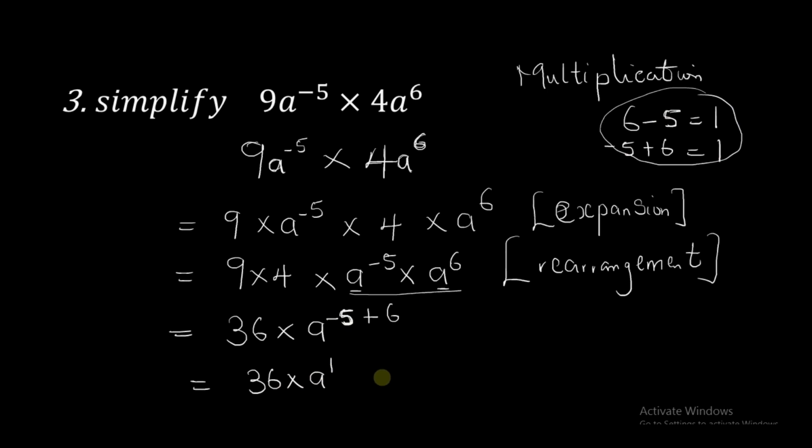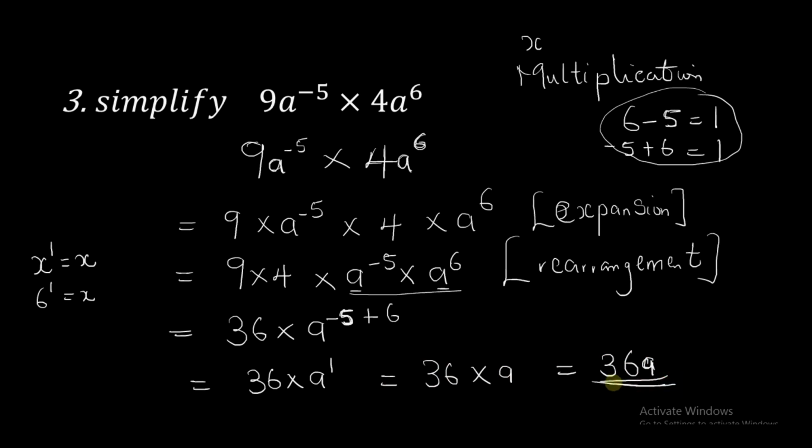Then according to the one index law, you have that x raised to the power of 1 is equal to x. Anything raised to the power of 1 is equal to itself. So that tells you that a raised to the power of 1 is still the same thing as a. So my answer will now be 36 times a, and 36 times a will give you 36a. So this is the final answer.